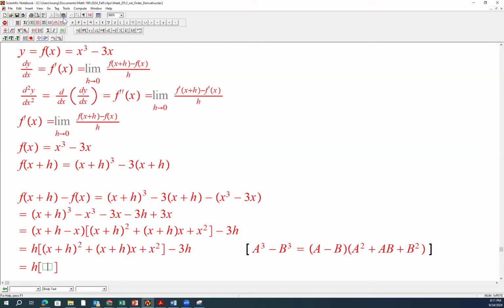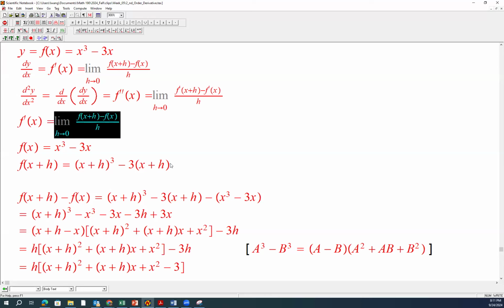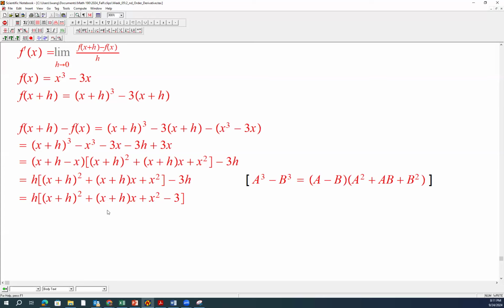right? We don't have to FOIL them all. And subtract 3. Subtract 3. So now we have worked out the numerator. And the numerator has become h multiplied by something that we know if we put it in the quotient. And we're going to reduce the h.